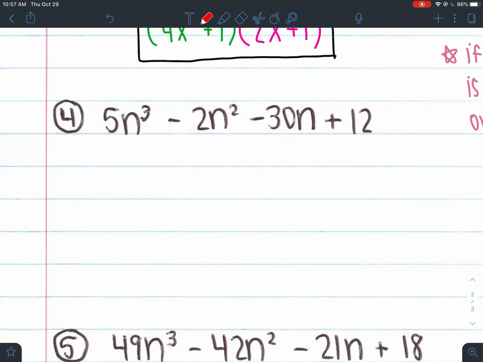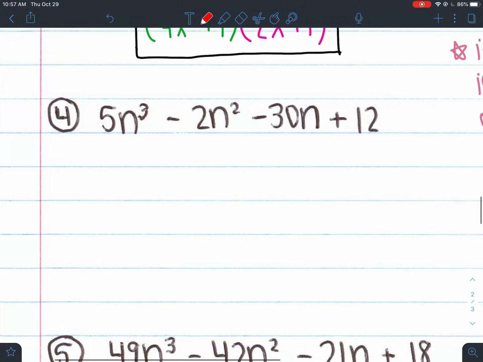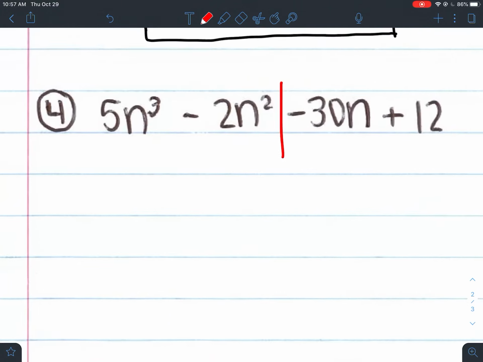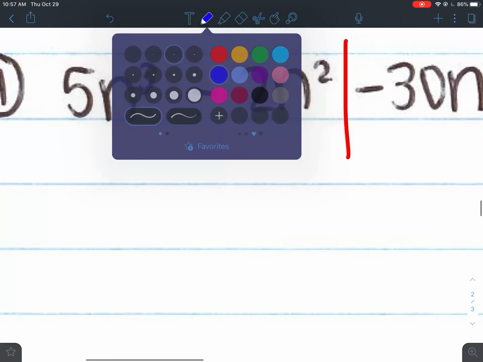First thing I check for is, is it in standard form? Yes, you have the largest exponent first going down. And then you split it because you have 4 terms, so you can factor by grouping. You have to have 4 terms to factor by grouping. And so I will now begin my factor by grouping.